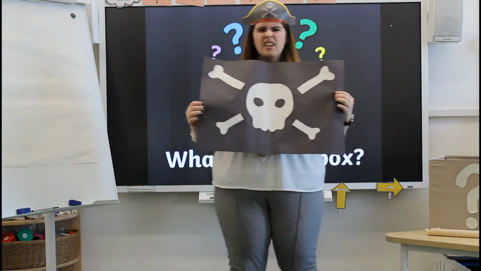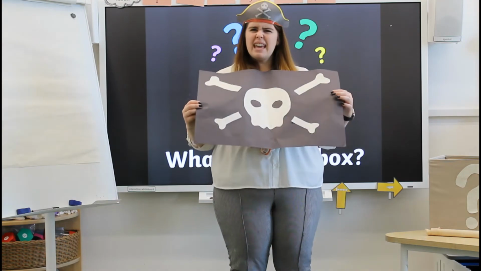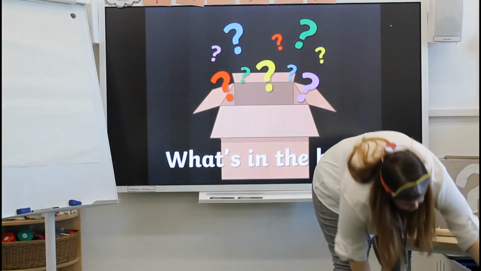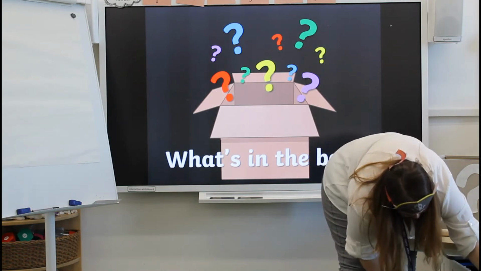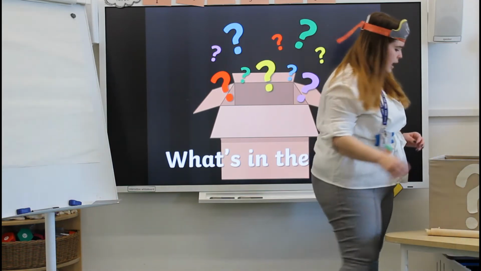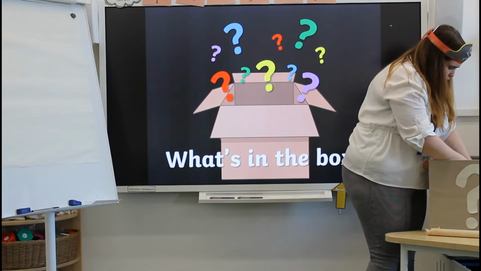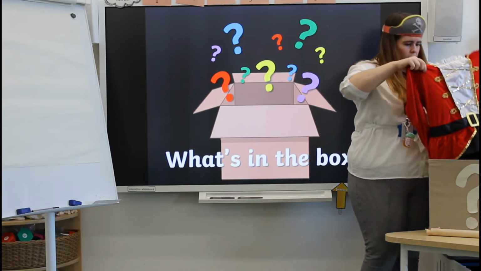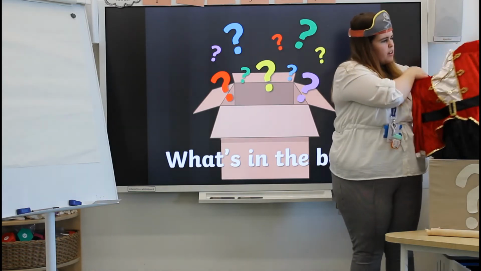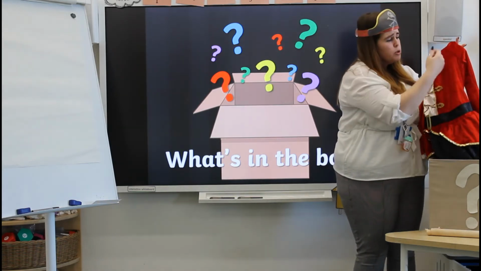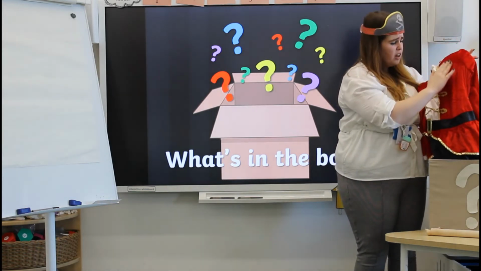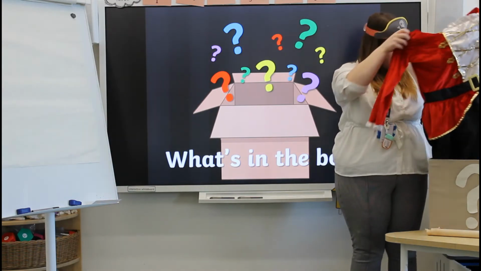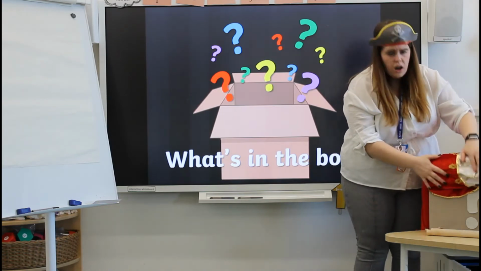It's a flag with what appears to be a skull and crossbones on it. Let's leave that down here for a moment. And the last thing we've got in my special box. Wow, look at this! We've got some clothing on here and it's so smooth and soft. It's like velvet. And look at the gold buttons on it. Wow.